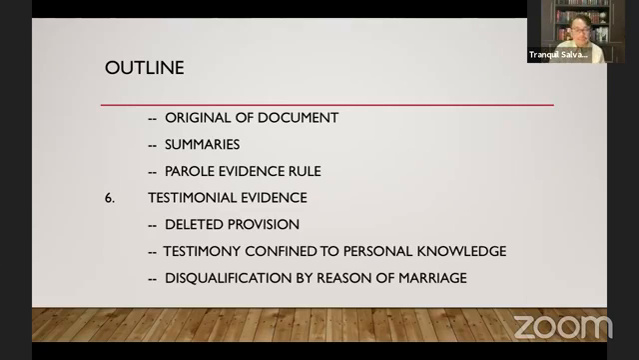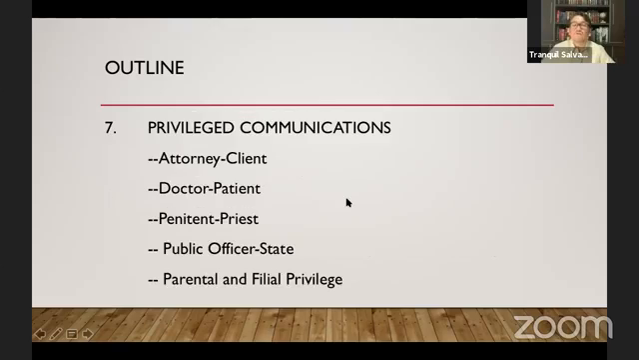Now, let's move on to this. This will be interesting for you, and I hope you will bear with me. Let us walk through this, and I hope this adds to your learning. Privileged communications. This is covered by Section 24, still Section 24 of Rule 130, the same number.